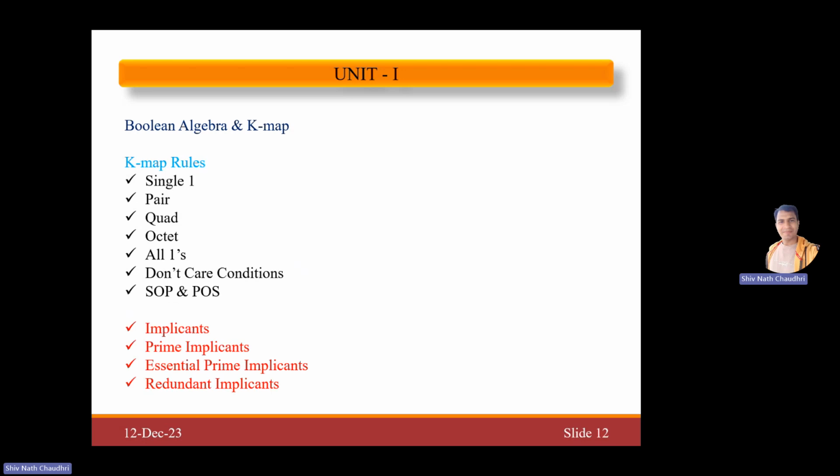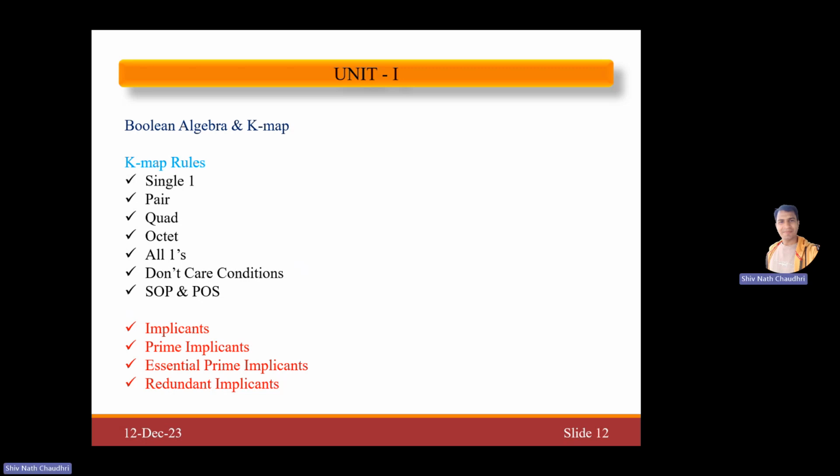After the Boolean algebra rules, you have the K-map rules. In K-map rules, you have single one, pair, quad, octet, and sometimes all ones. Don't care condition is also a very important concept in K-map. While minimizing the expression using K-map, you should also be aware of the SOP and POS methods. In SOP, we target groups of ones. In POS, we target groups of zeros. The extra topics here are implicants, prime implicants, essential prime implicants, and redundant implicants.